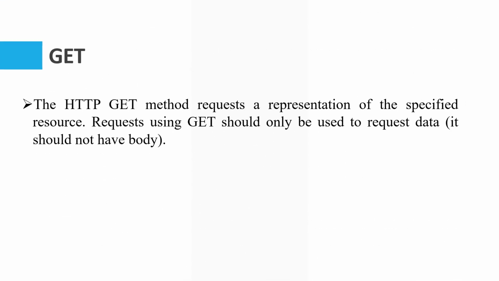The HTTP GET method requests a representation of the specified resource. Requests using GET should only be used to request data. It shouldn't have a body and also shouldn't change the state of the system. Please notice that sending a body or payload in a GET request may cause some existing implementations to reject the request. While not prohibited by the specification, the semantics are undefined. It's better to just avoid sending payloads in GET requests.